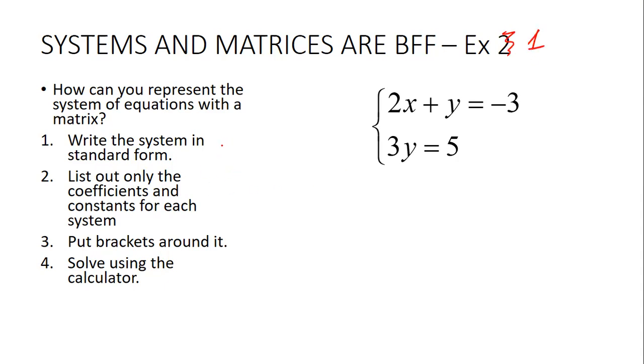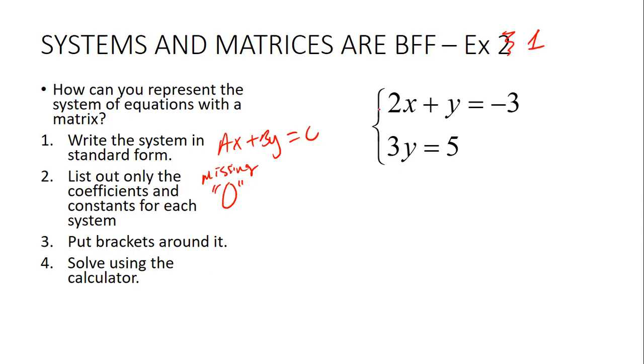All right. So again, standard form, AX plus BY equals C. You're going to only list out the coefficients. If a variable is missing, you're going to have to put 0 in its place. So if something is missing, we put a 0. Then we're going to put brackets around it, and we're going to solve it using the calculator.